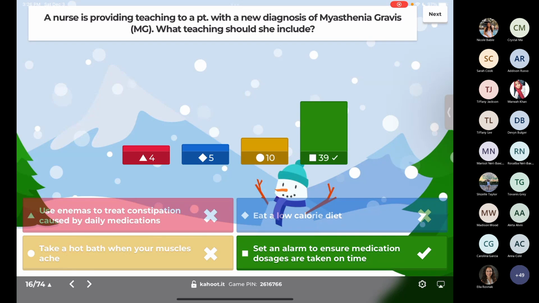And enemas are rarely ever prescribed for patients. If they're prescribed an enema, it's usually due to constipation that is more like impaction based. So if you ever see enema, it's usually not the right answer.